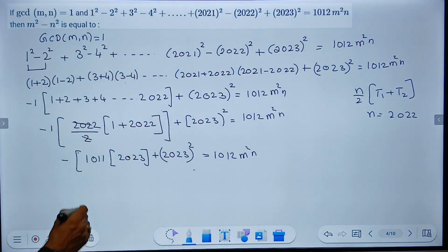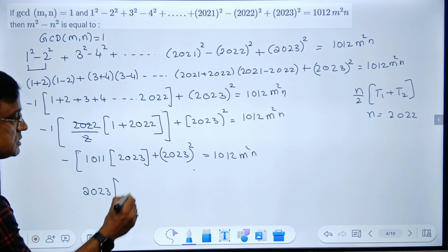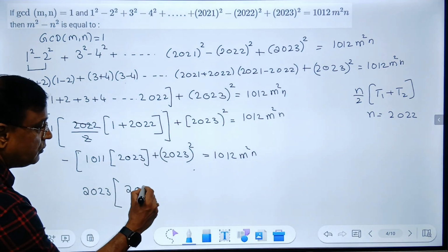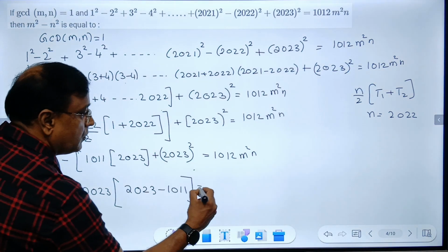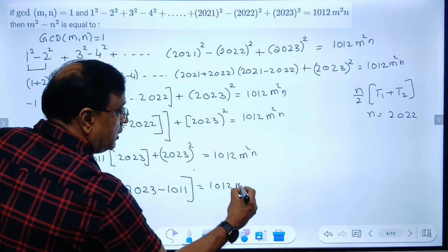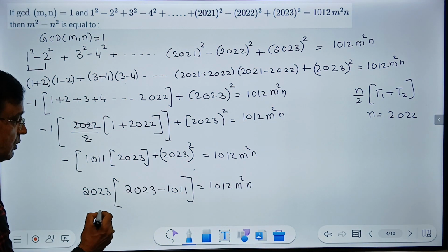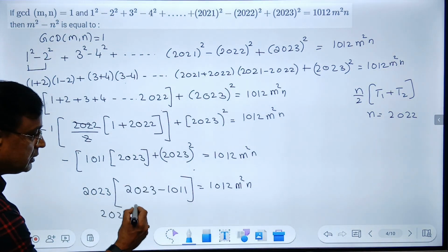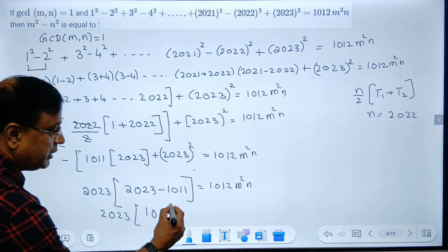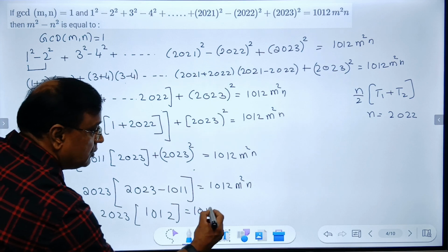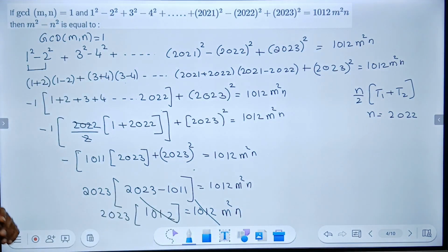Now clearly 2023 is common, so I'll take it out. 2023 is common. So what is left out? You get 2023 minus 1011, equal to 1012 m square n. Now 2023, if you subtract this, what do I get? I think I get 2101. Very nice, isn't it? 1012 m square n. So 1012, 1012 get cancelled.